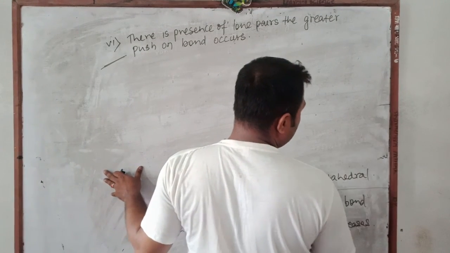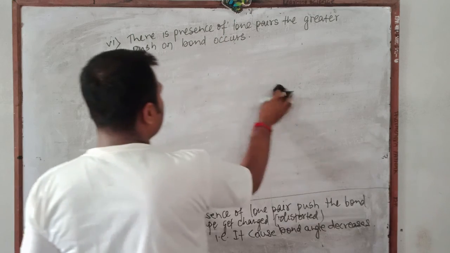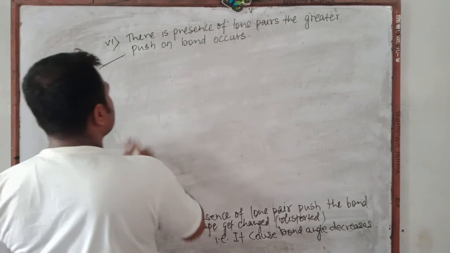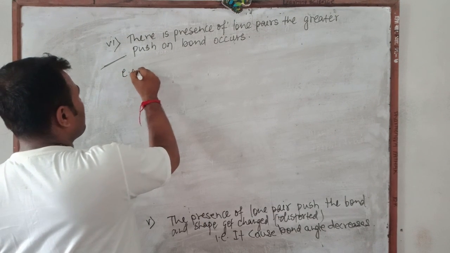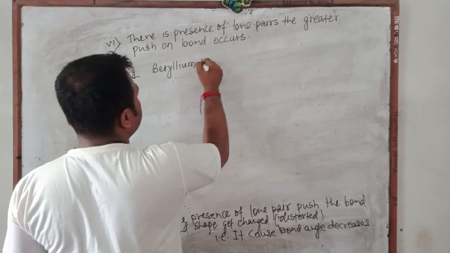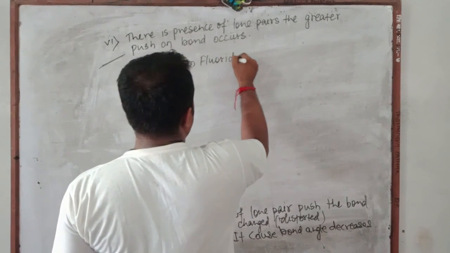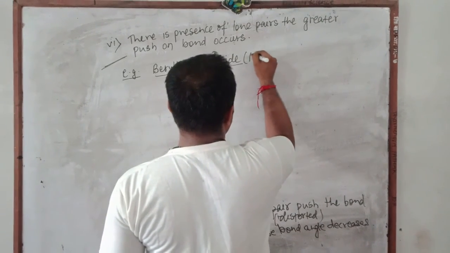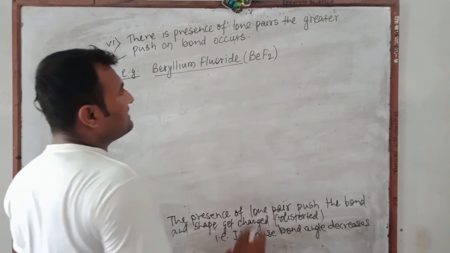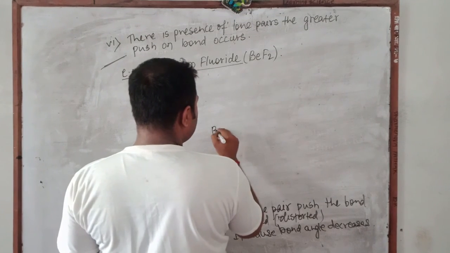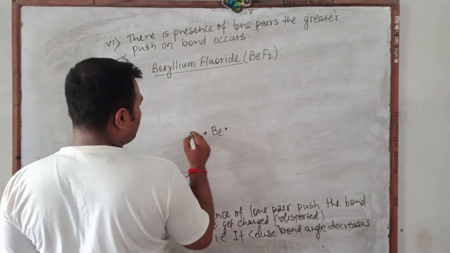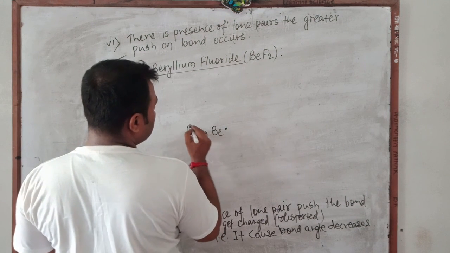And here we discuss the common geometry of molecules of some compounds according to VSEPR theory. As for example, first is beryllium fluoride. Beryllium fluoride contains central atom beryllium, and here in beryllium 2 electrons are present, in fluorine 7 electrons are present.